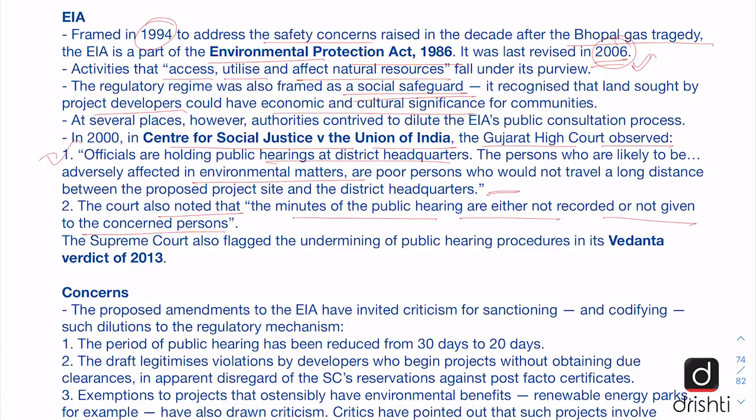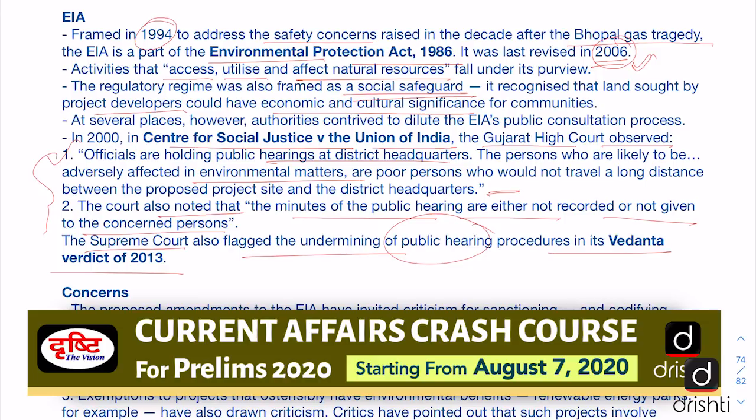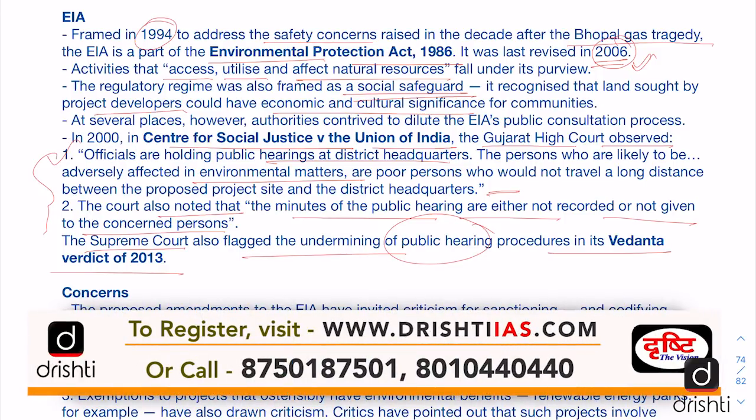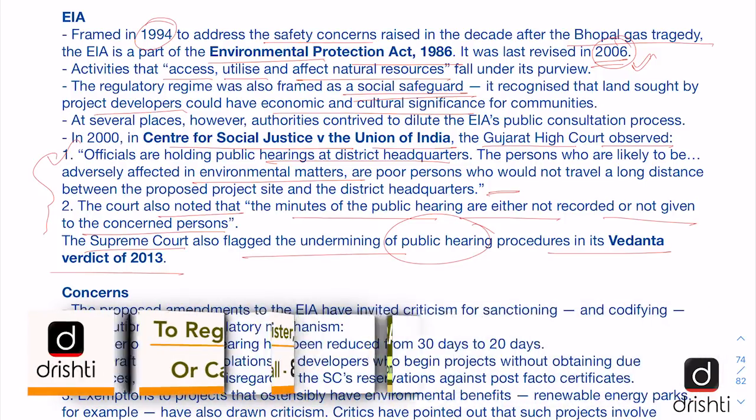These were the challenges flagged by the Gujarat High Court in this case about how the process of EIA is being done and how it is being diluted by the authorities who are responsible for conducting it. Similarly, the Supreme Court had also flagged the undermining of public hearing procedures in its Vedanta verdict of 2013. So the rules are there and the rules are decently good, but the problem basically lies in how they are being implemented, or whether they are being implemented at all.